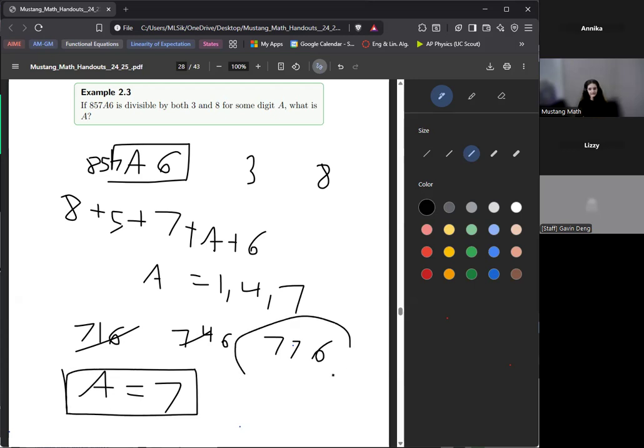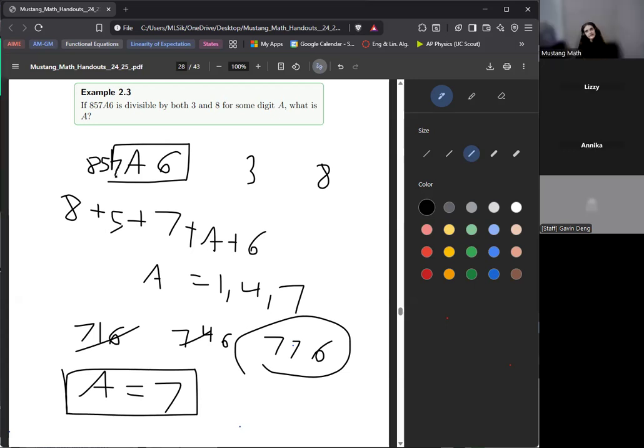Go ahead. For the dividing trick for 4, is it the last 3 digits or 2? Last 2, but last 3 works as well.